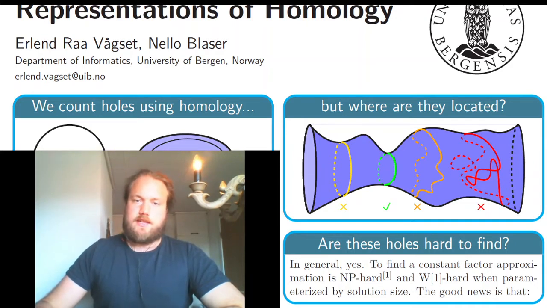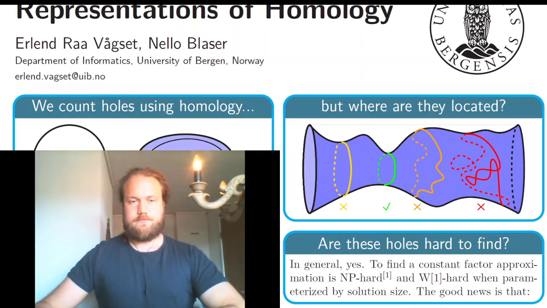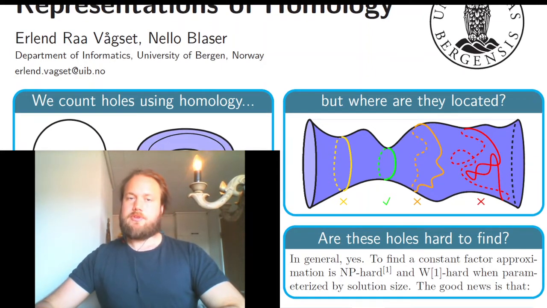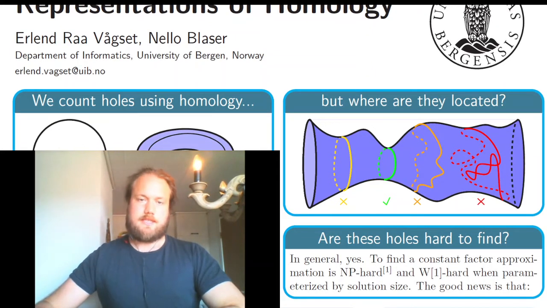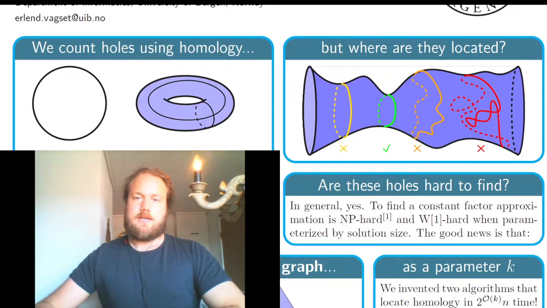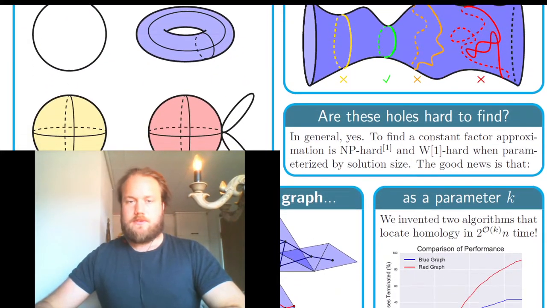We have also proved that it is W[1]-hard to find constant factor approximations if we parameterize the problem by solution size. Roughly speaking, this means that even when we know that we are looking for relatively small holes in the space, they are still pretty difficult to find. The good news is that we have also found a parameter that actually does help us to design efficient algorithms, and this parameter is called tree width.